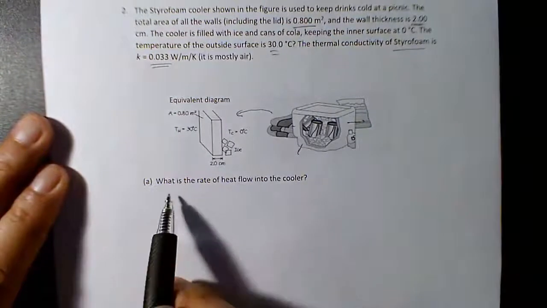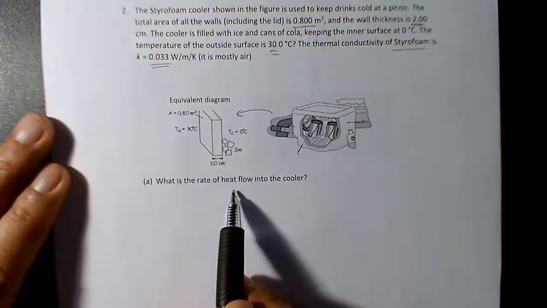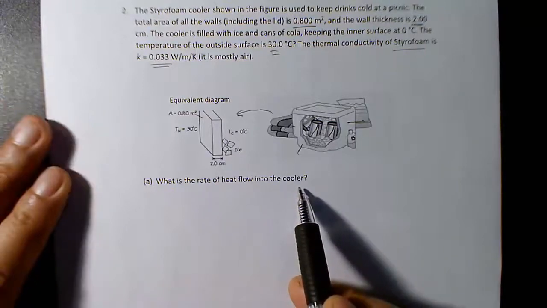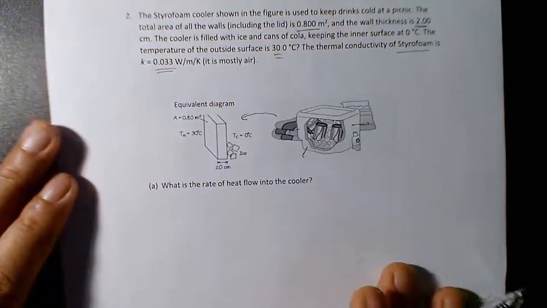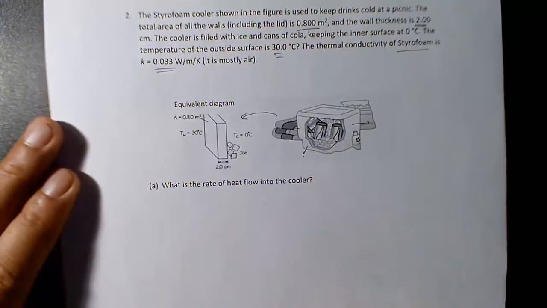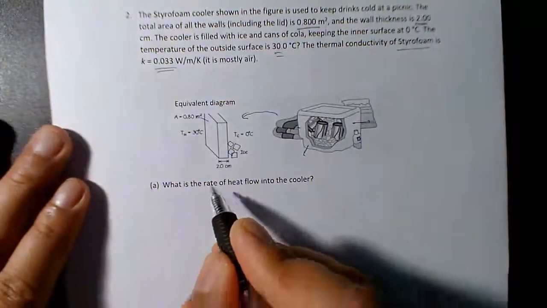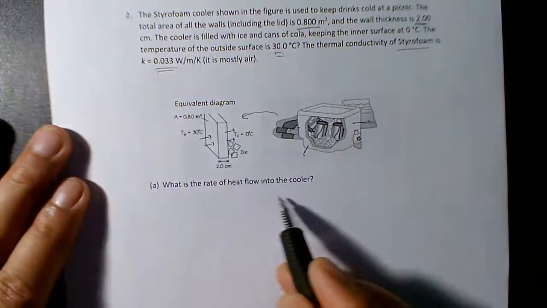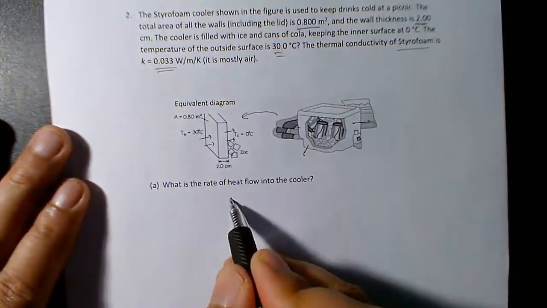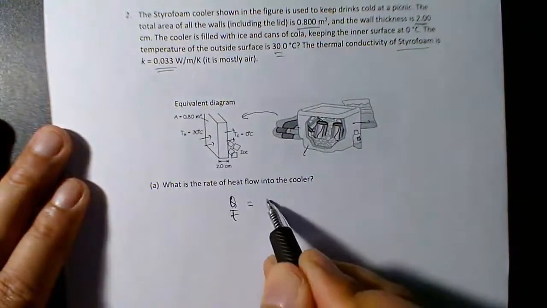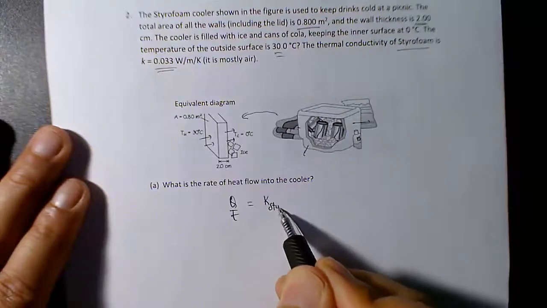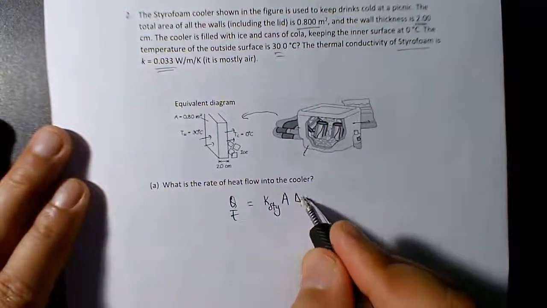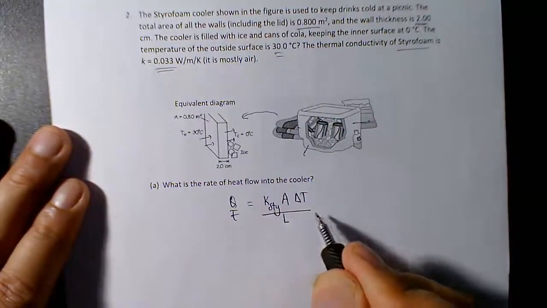So first of all, what is the rate of heat flow into the cooler due to conduction? It's asking what is the rate of conduction of heat into the cooler from outside, and this is just using the formula. Q by t is K, this is styrofoam, times area, you are given the effective area, times delta T divided by the thickness, right?